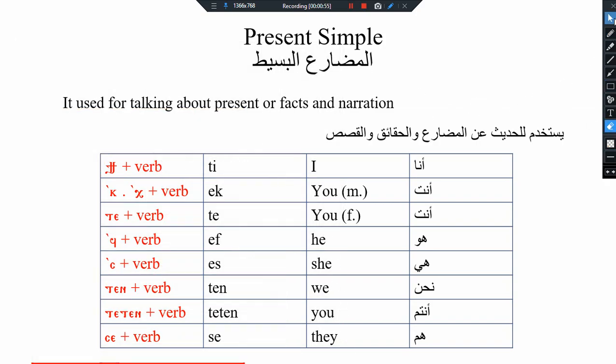Here we say ti, it means I; ek, it means you, and the k turns into ek, similar to x when it's followed by a verb beginning with n. Te, it means you for female; f, it means he; s, it means she; ten, it means we; taten, it means you plural; and se, it means they. After each pronoun, the verb is added to indicate the action which is taking place.